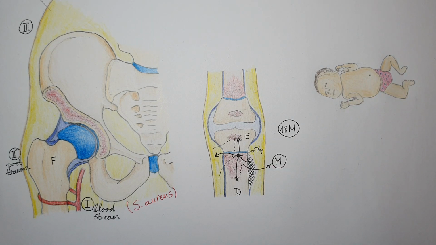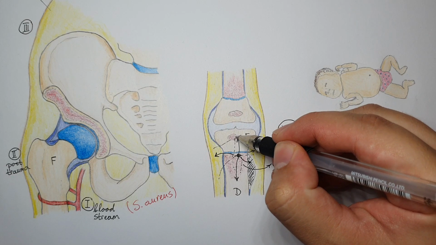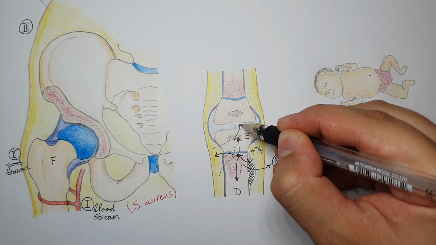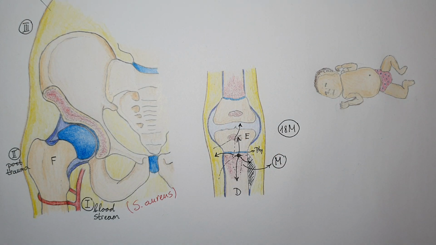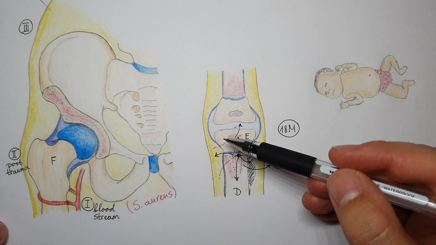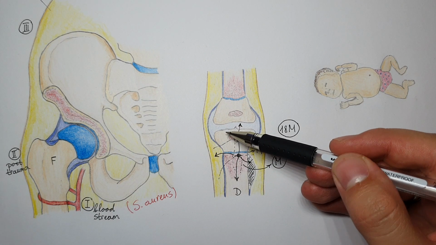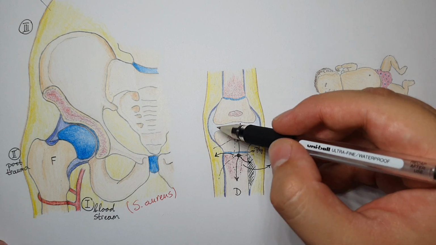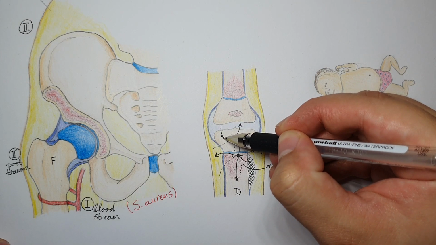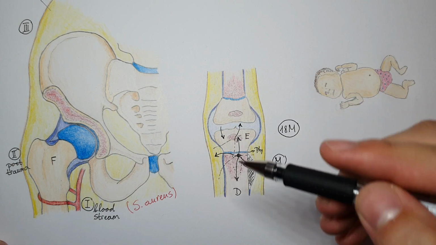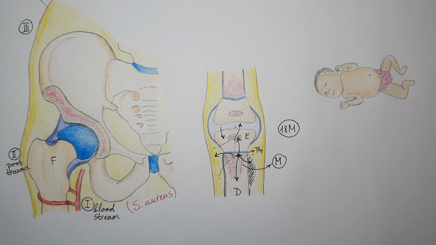There is also a possibility to easily infect the joint space, causing septic arthritis. And also, if septic arthritis happens, it is easy in these children for septic arthritis to spread to the epiphysis and then further to infect the bone.